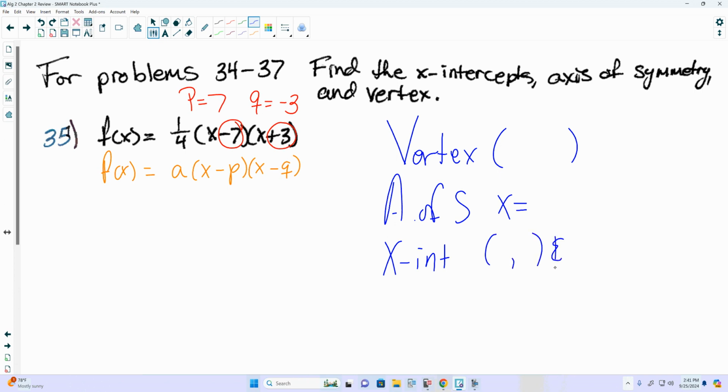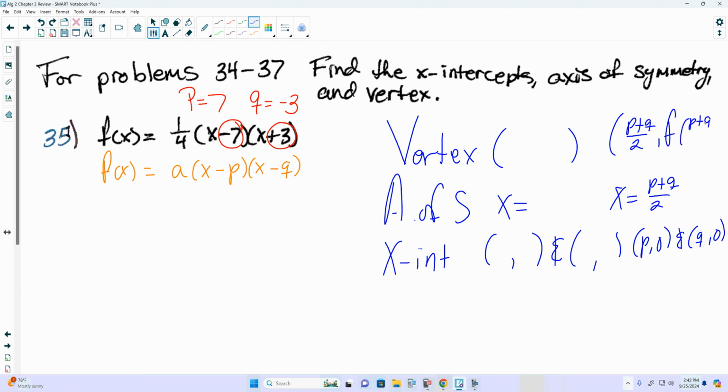x-intercepts. And the x-intercepts are going to be 2 points. X-intercepts are p, 0 and q, 0. Axis of symmetry, x is equal to p plus q over 2. And our vertex is p plus q over 2, f of p plus q over 2. All this here, we can get the x-intercepts without doing really any calculations, because the y value of the x-intercepts will always be 0. Our value of p is 7, q is -3.